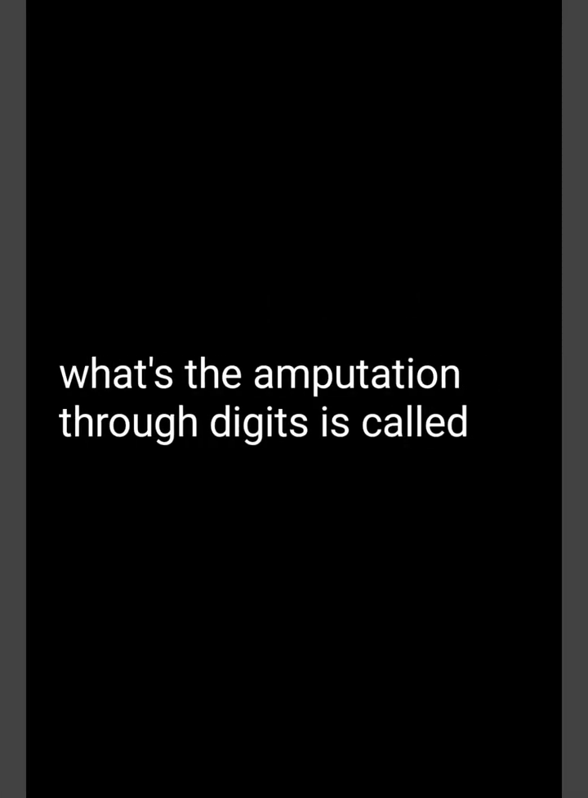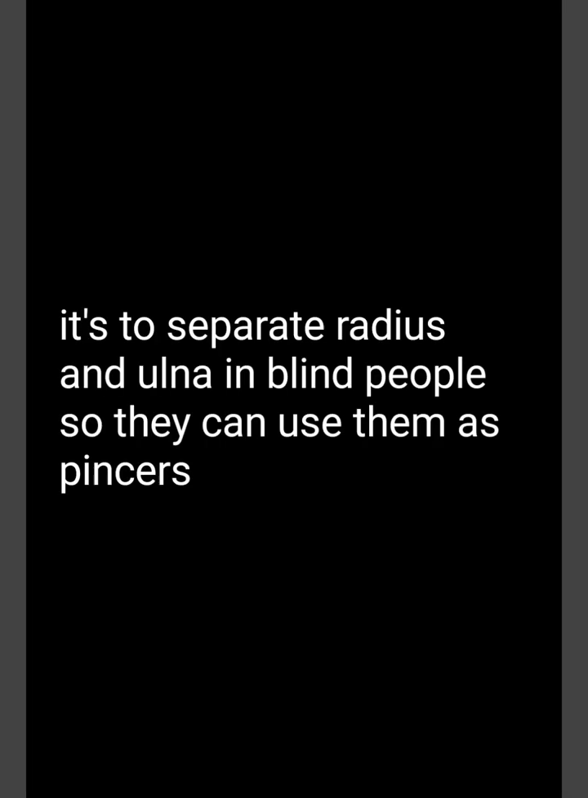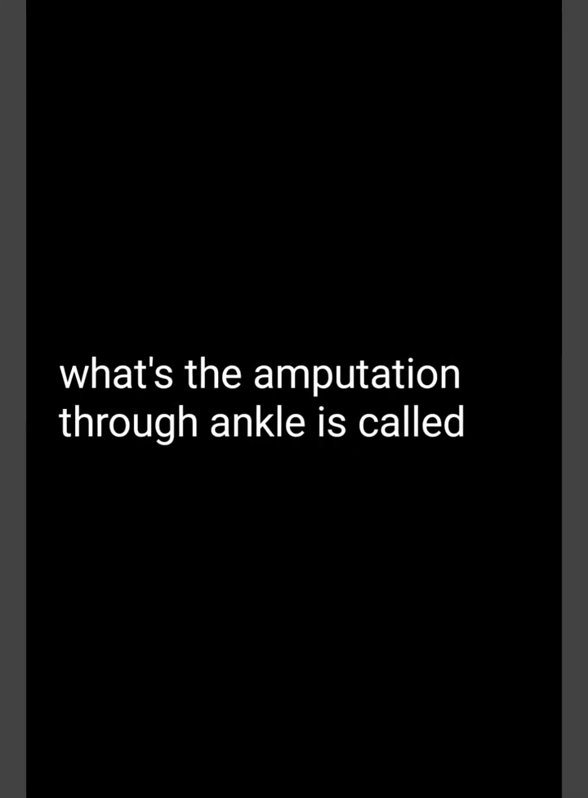What's the amputation through the shoulder girdle called? Forequarter. What's the amputation through digits called? Ray amputation. What's Krukenberg amputation? It's to separate radius and ulna in blind people so they can use them as pincers. What's the amputation through the pelvic girdle called? Hindquarter.